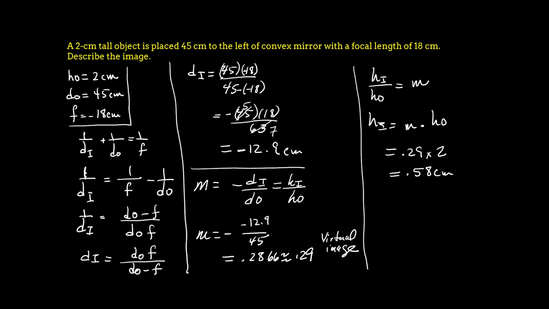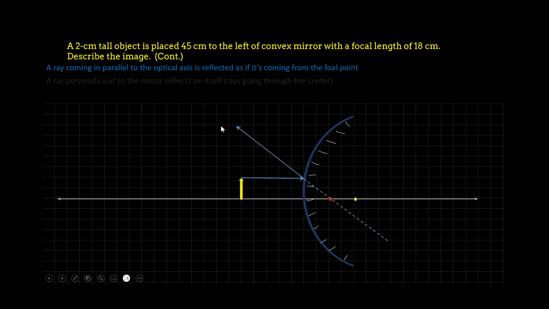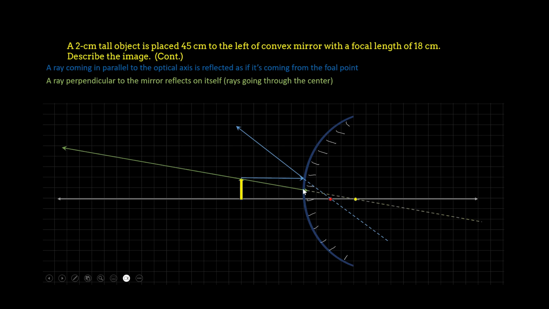Well, let's see if ray tracing corroborates this. So here's the 2 centimeter object. Here's the focal point. Each square is 9 units. So here's the ray that's parallel, appears as if it's reflected coming from the focal point. Bam, goes out like that. Perpendicular to the mirror, reflects on itself. Perpendicular to the mirror, meaning going through the center. It actually doesn't go through the center, right? It just bounces back on itself.